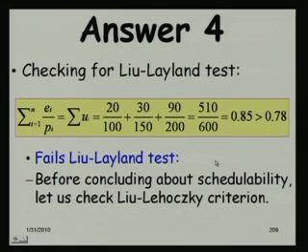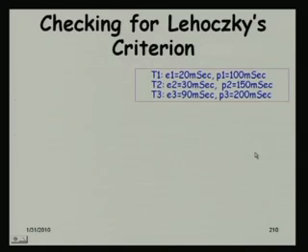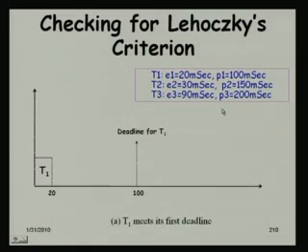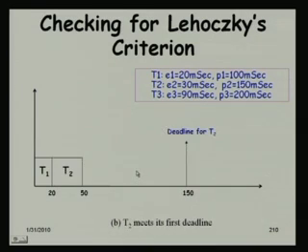So, the utilization is 0.85, which fails the Liu-Layland test. Now, the 3 tasks are T1 with 20 and 100, T2 with 30 and 150, T3 with 90 and 200. The first task will complete by 20 and meet its first deadline at 100. The second task starts running from 20 and its runtime is 30, so it completes by 50 and its deadline is 150, meeting it well before that.